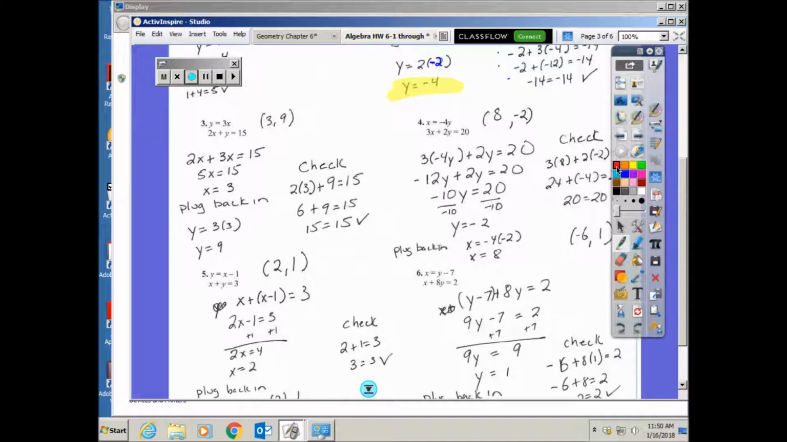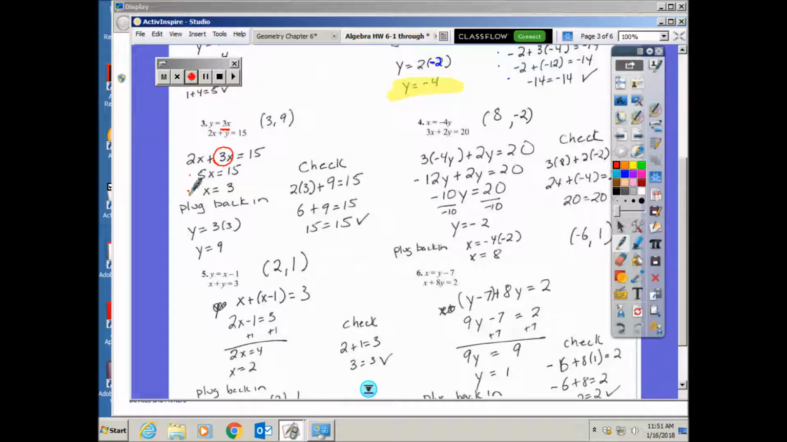Problem 3. I have a variable isolated by itself. That was the first step. The second step was to substitute the expression in for the equation. Okay? So instead of 2x plus y, I'm taking out the y and I'm putting in the 3x. Third step, solve for that variable. Okay? So 2x plus 3x equals 5x equals 15, x equals 3.